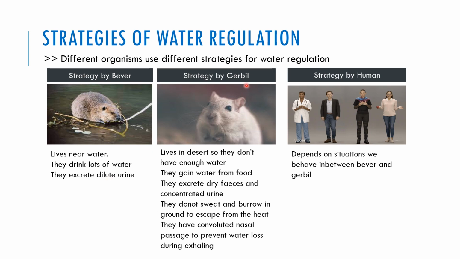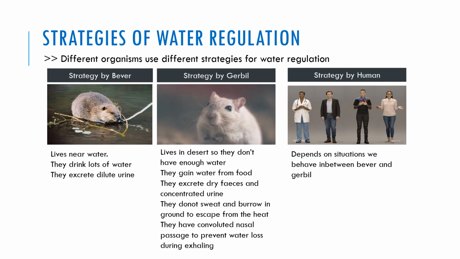Whereas the gerbil, which is also another rat-like animal, lives in the desert, and it doesn't get enough water. So the strategy taken by the gerbil is that it gains water from the food, it excretes dry feces and very concentrated urine, it does not sweat, and to avoid the heat, it burrows deep into the soil. It also has a very convoluted nasal passage which prevents water loss during exhaling.